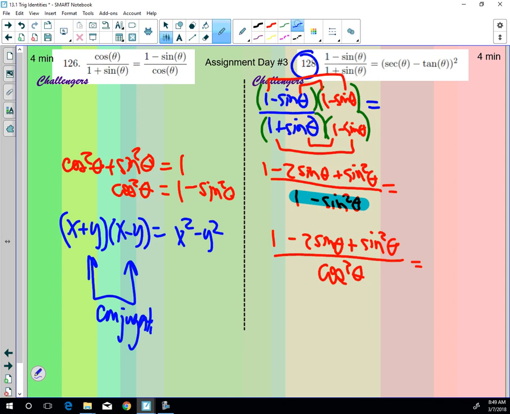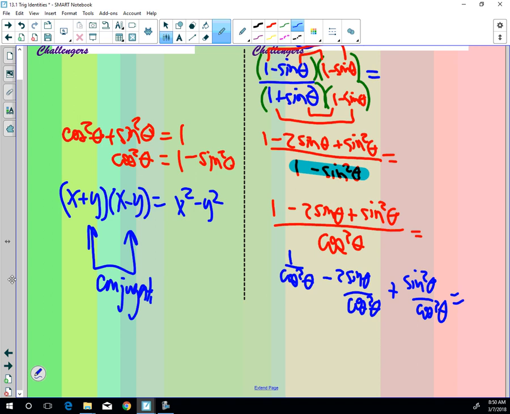I'm going to take each of these, and I'm going to go 1 over cosine squared minus 2 sine theta over cosine squared plus sine squared over cosine squared. Again, that looks real helpful, doesn't it? Yeah, let's do that. I like it. What is 1 over cosine squared the same as? What's 1 over cosine? Secant. Good. And I'm going to have a 2.